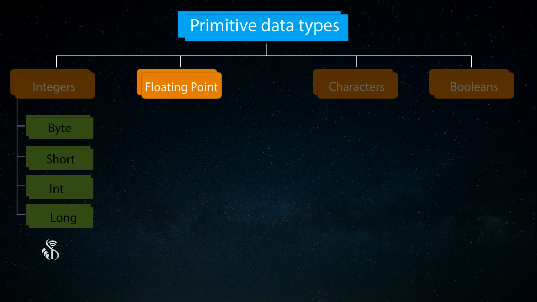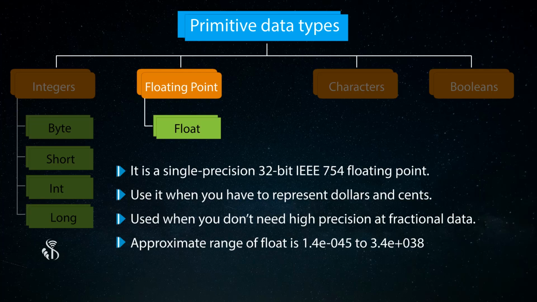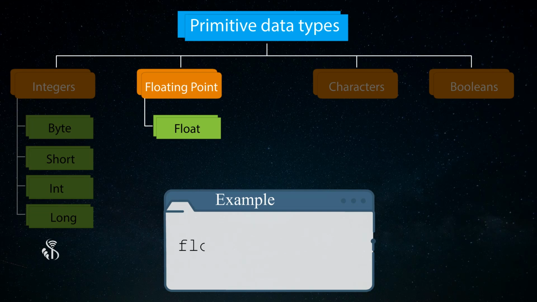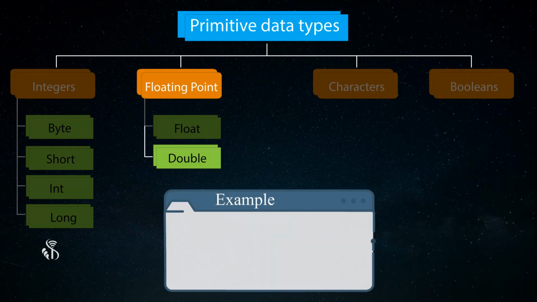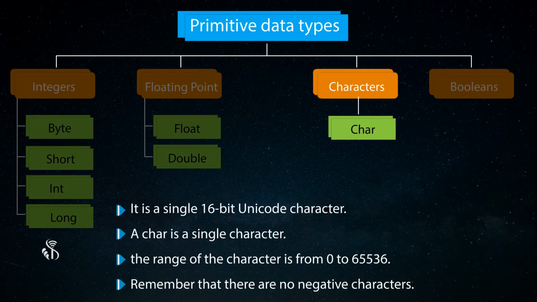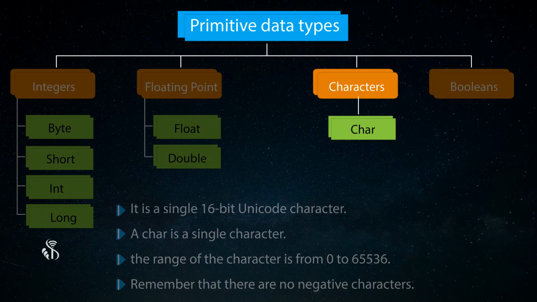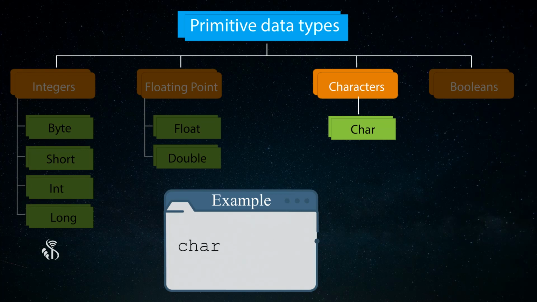Floating point types. Float. Example: float f1 = 234.5;. Double. Example: double d1 = 123.4;. Characters. Character. Example: char c = 'b';.